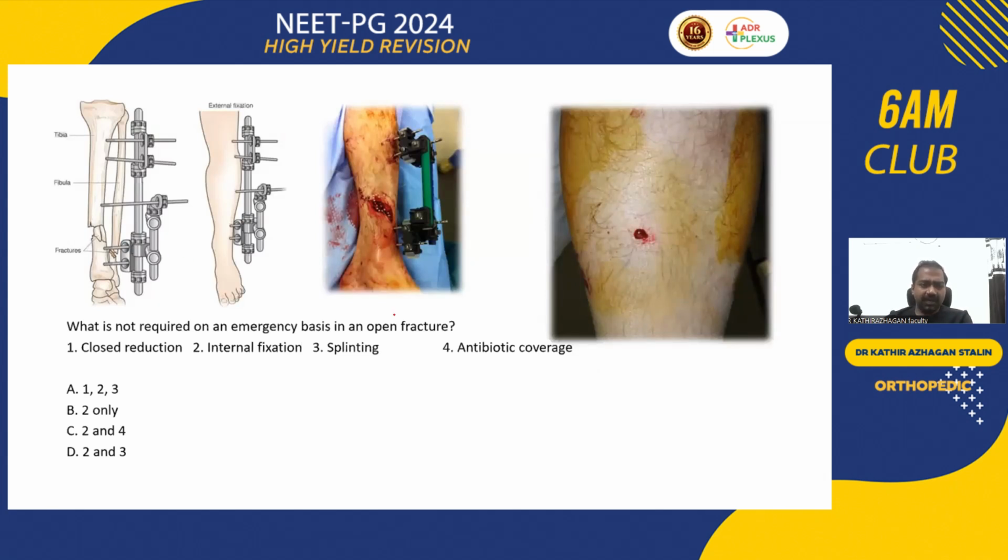Whenever there is an open fracture, will you do a closed reduction? Will you do an internal fixation? Will you do splinting? Will you give antibiotic coverage? Which of the following is not required? Invariably, you need antibiotic coverage. So, if the option has 4 in it, then it is ruled out.